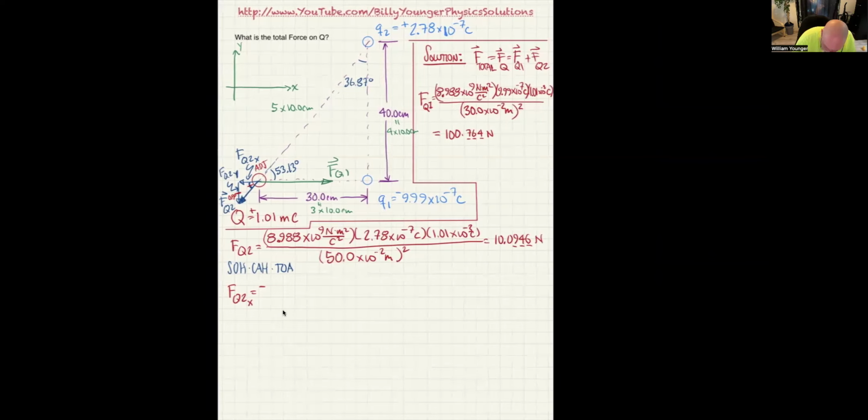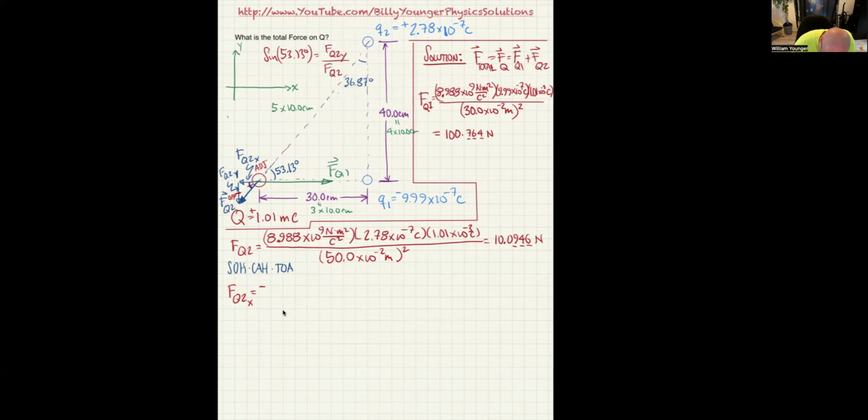And what SOHCAHTOA tells us is that the sine of 53.13 degrees is equal to opposite, which in this case would be FQ2y over the hypotenuse, which is FQ2.